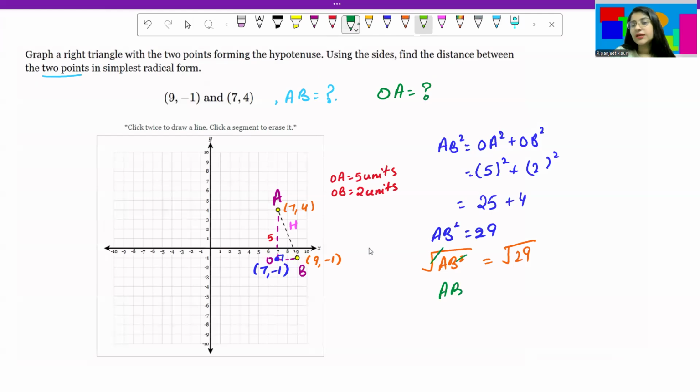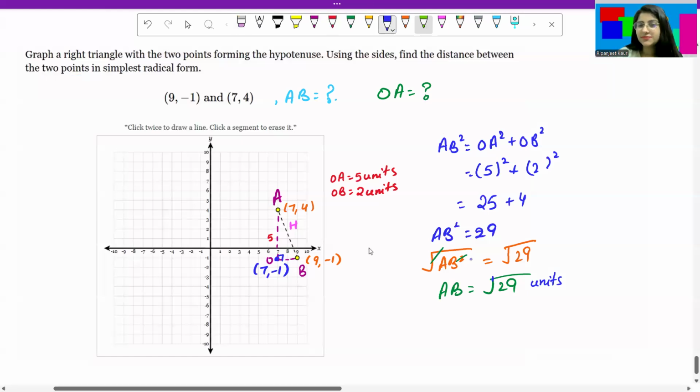Do you think root 29 can be simplified further? I don't think so. It's not divisible by any other number except 1 and 29 itself, correct? Yeah. So this is its final answer. AB is root 29 units. It is in the radical form. If they had told us to find the answer in the decimal format, then we would have solved root 29. Any questions still here? No questions. Okay. Let's go.